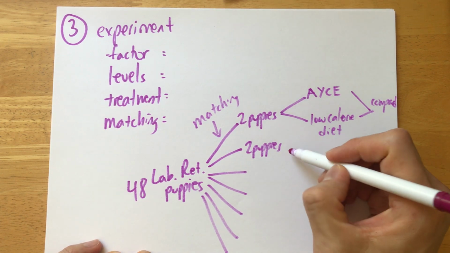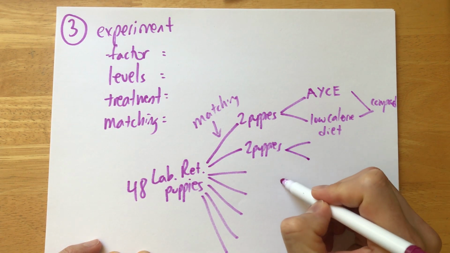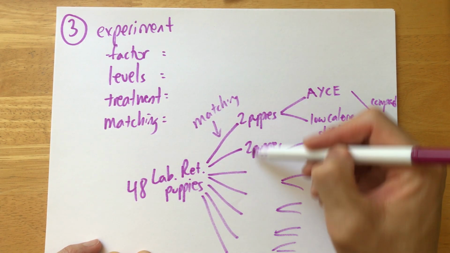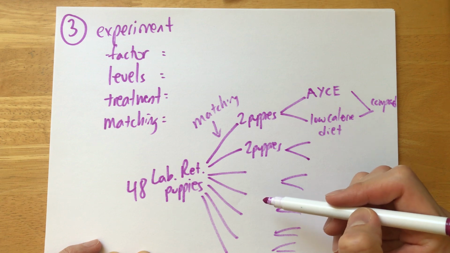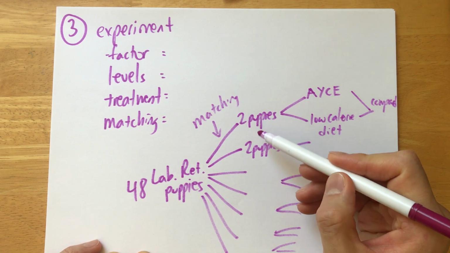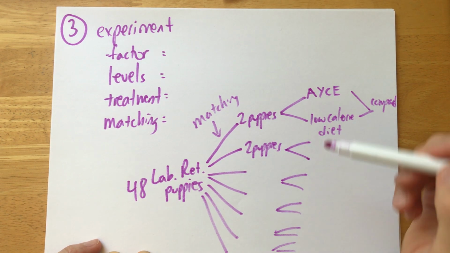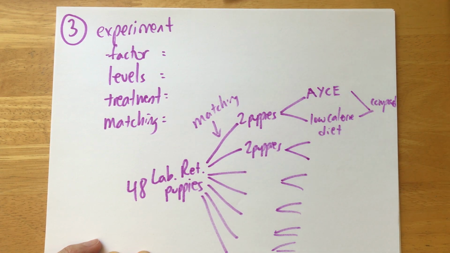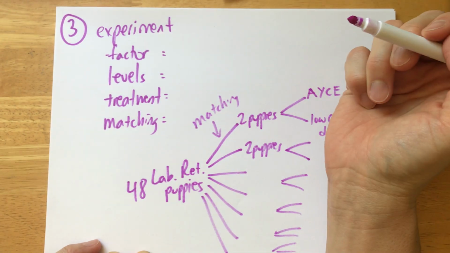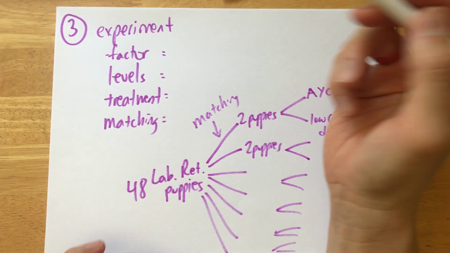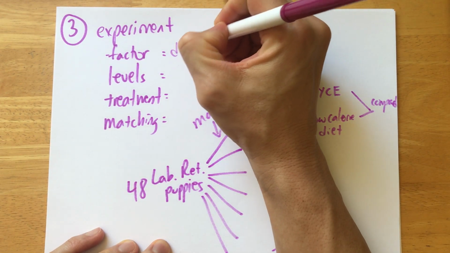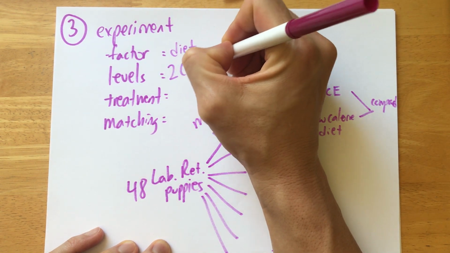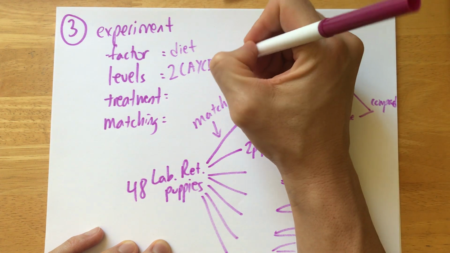Okay? So they did this for these 2, and these 2, and these 2, and these 2. So there's 48 total puppies, which means there are 24 total pairs, right? And 24 of them got all you can eat, and 24 got low-calorie. So what was the factor here? What are we examining here? We're examining the diet, right? And how many levels? There are 2 levels, the all you can eat and then the low calorie.